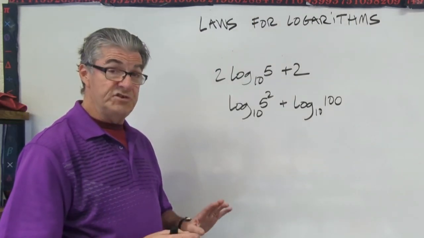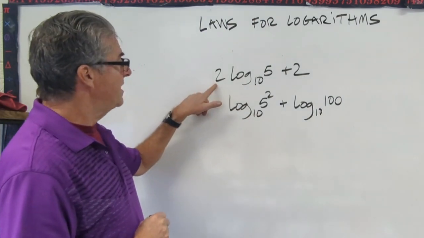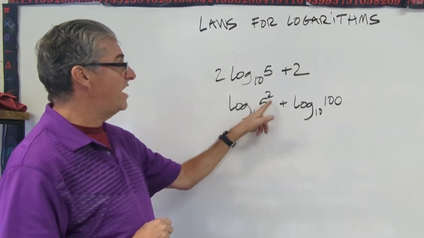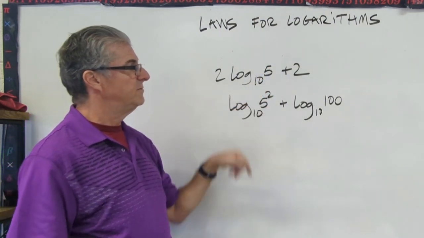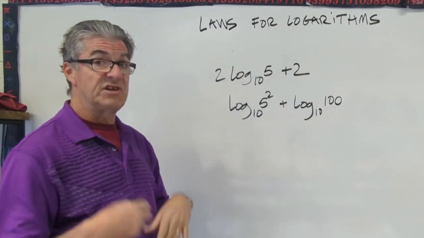Okay, so the first term was pretty straightforward. It was that power rule with the P on it. I just took my 2 and I raised my number to that 2. So I wrote log base 10 of 5 squared. So that's that first term. Now this one's a little more tricky. How can I state 2 as a logarithm?